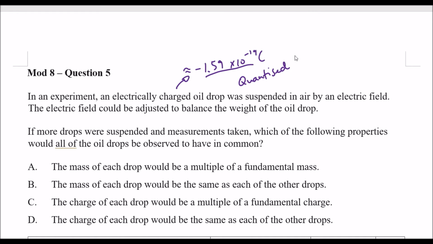Okay, so it shows us that charges would come in quantized numbers. So it wouldn't be mass. Mass doesn't come quantized. So the charge of each droplet would be a multiple of the fundamental charge. The charge of each drop would be the same as each of the other drops. So C is actually the correct answer here.